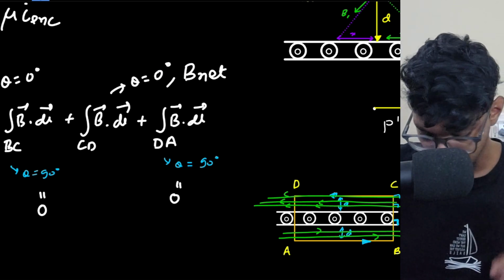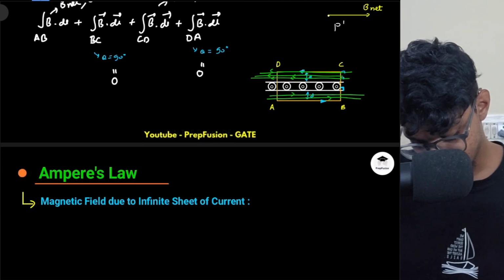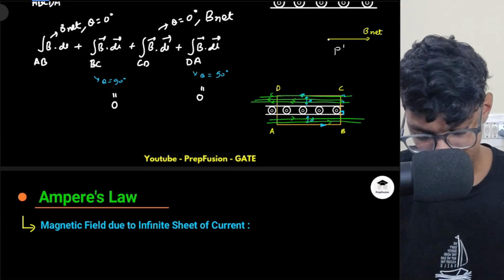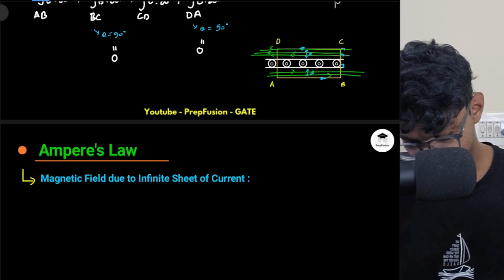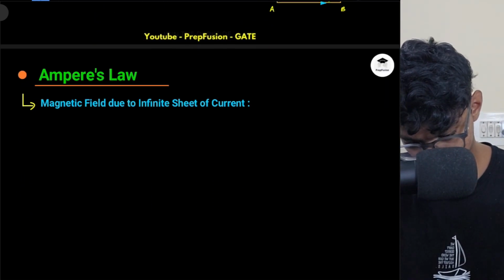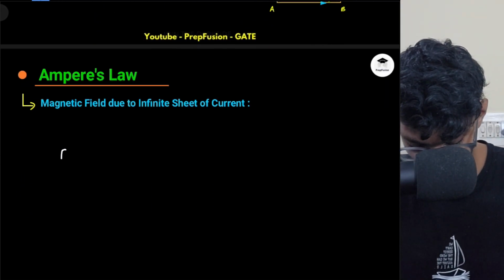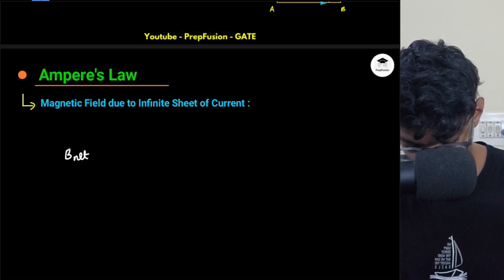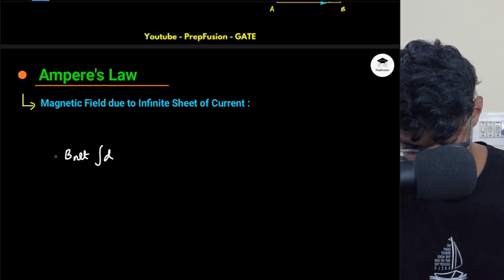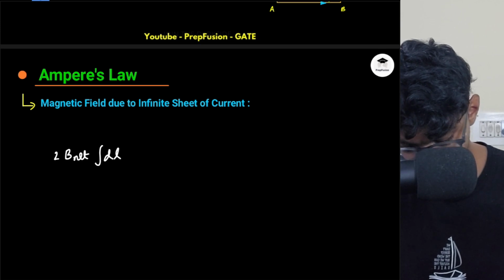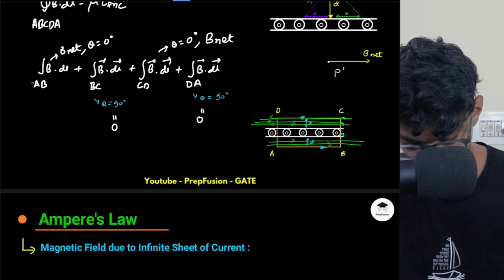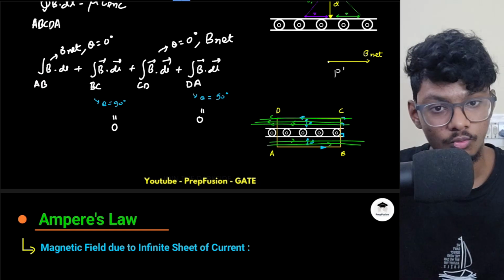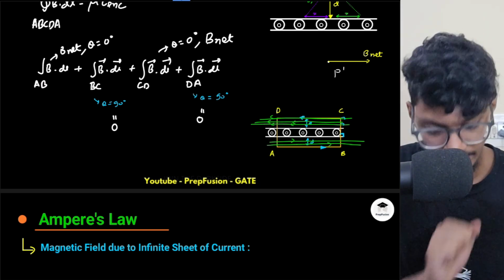Okay. So that is the case here. So what will happen here? So what I can say is, what I will get on the left hand side, it will be simply 2 B net integration of dl, right? That's the case, right? It will be simply 2 B net integration of dl. That's it. Now what about the right hand side? What will happen to the right hand side?